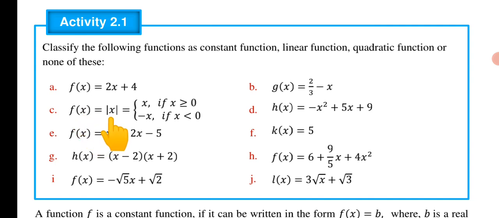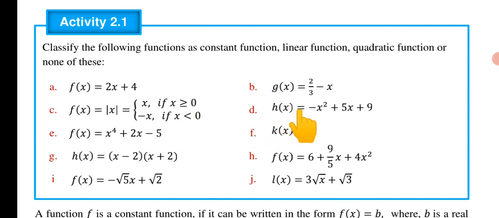F of x is equal to the absolute value of x. This function is said to be the absolute value function. F of x is equal to x if x is greater than or equal to 0. That means the value will be itself if x is greater than or equal to 0, or if x is positive or 0. And f of x, the absolute value of x, will be minus x, that is its opposite, if x is less than 0.